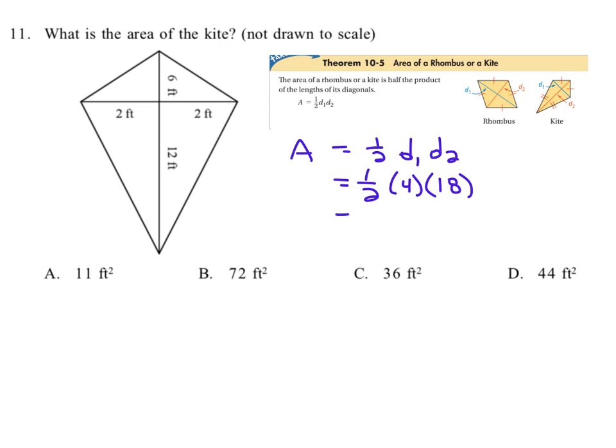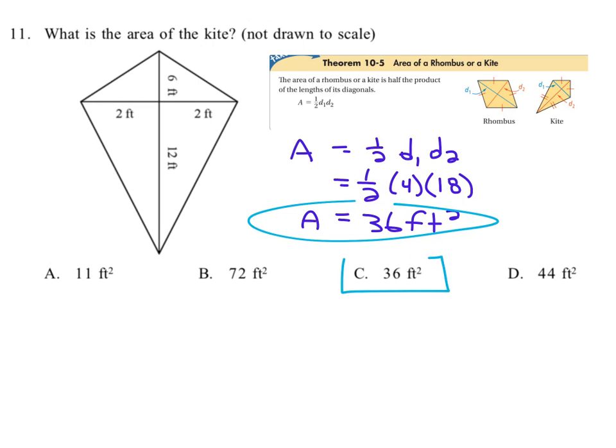And we can do the mental math on this. 1/2 of 4 is 2. 2 times 18 is 36. So the area is 36 and the units are feet. So 36 feet squared is our answer. Where do we see that? A. I'm sorry, C.